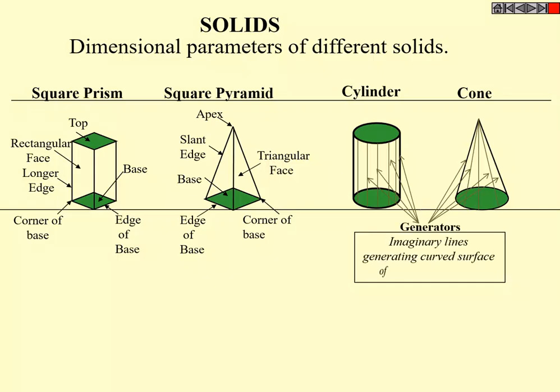the imaginary lines, the thin lines that are drawn, are known as the generators. So in the cylinder or the cone, generating the curved surface means there are generators that connect the cylinder or cone.